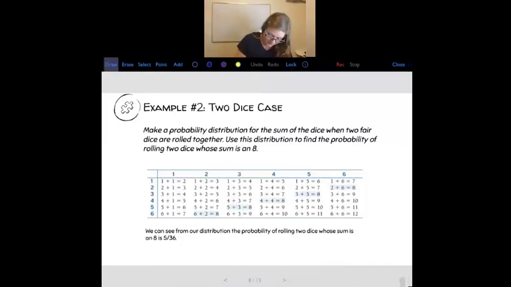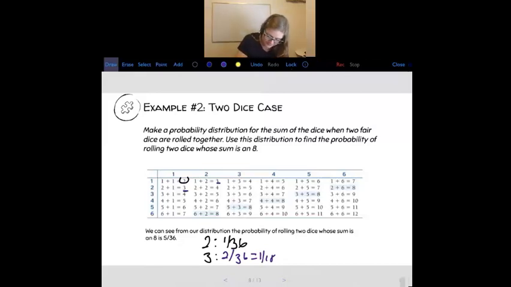Let's say we want to find out whose sum is 2. There's only one way to do that, so that would be 1 out of 36. Let's say whose sum is 3. There's two ways to do that. So 2 out of 36, which is 1 out of 18. It might be easier to leave everything as a denominator of 36 for when you add these up. Okay, and you can continue this on and so forth.